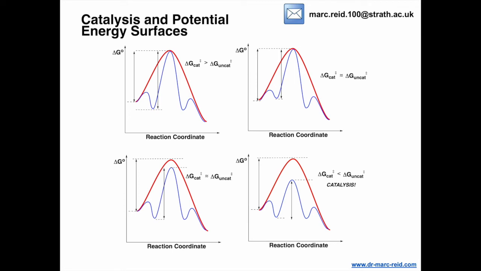Things turn interesting in this last example. Now, the blue path sets up a situation where the key transition state barrier is lower than for the uncatalyzed process. Now we have conditions for catalysis.